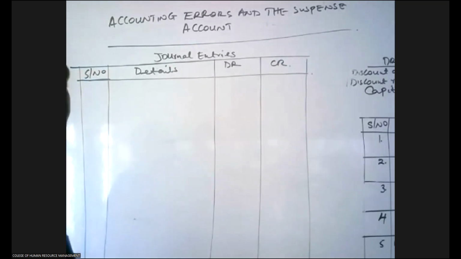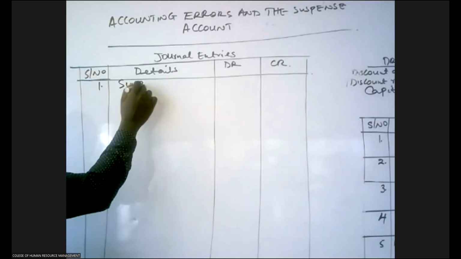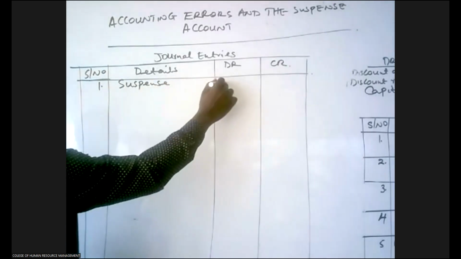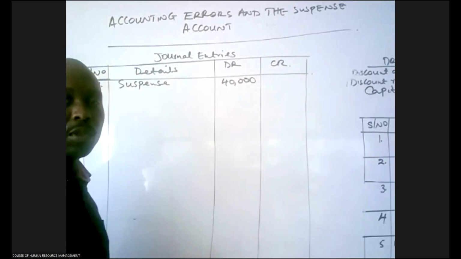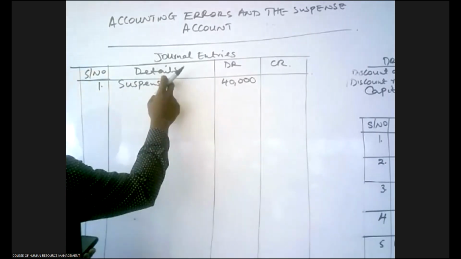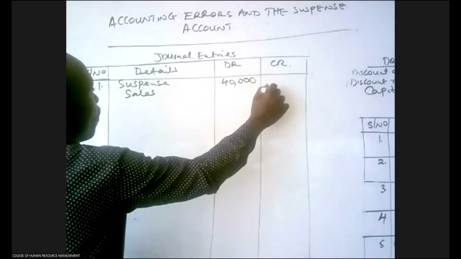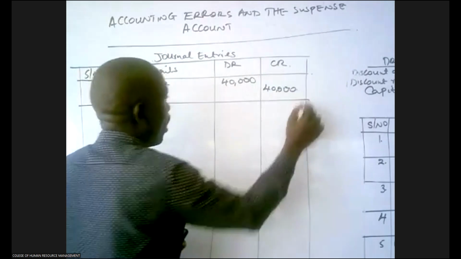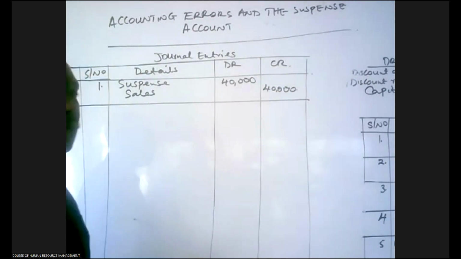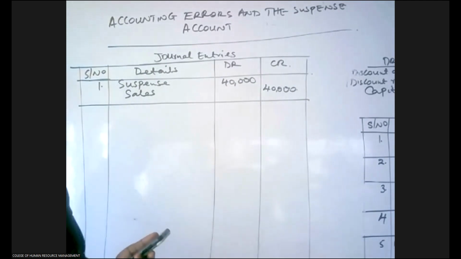So we credit again. The account that will be debited here will be the suspense. We debit the suspense. Don't forget the rule of the game. Always start with the account to be debited first, and then below it, you record the account to be credited. 40,000, like that. That is the rule of journal entries. Debit first before you credit.